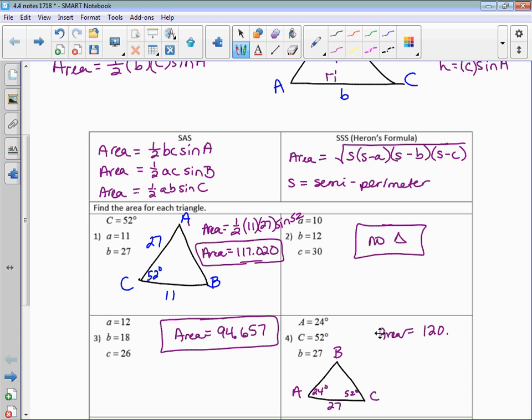120.403. Ask Elliot about rounding. Yeah, it matters. Alright guys, you should be getting 120.403 for number 4. Did we get there? 120.403.